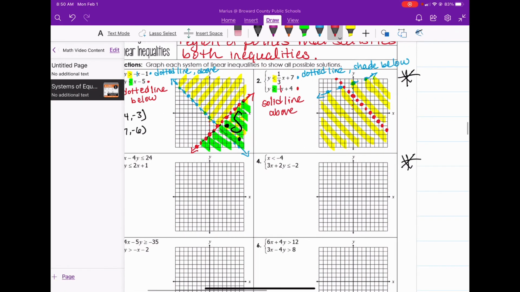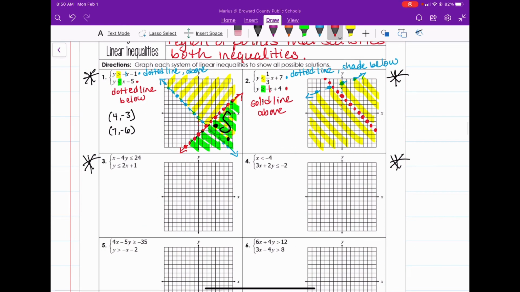So, with that being said, we're just going to make a solid line like that. And our instructions tell us to shade above the line. So above is right here. So where they both overlap is our solution. The shaded area where they both overlap is where our solutions lie.